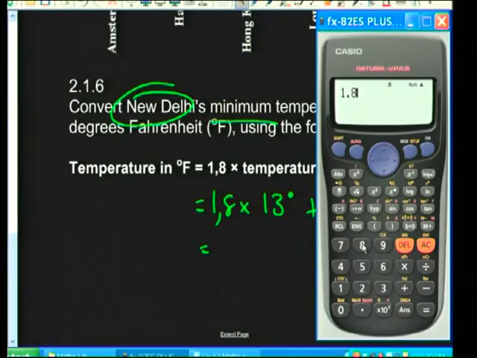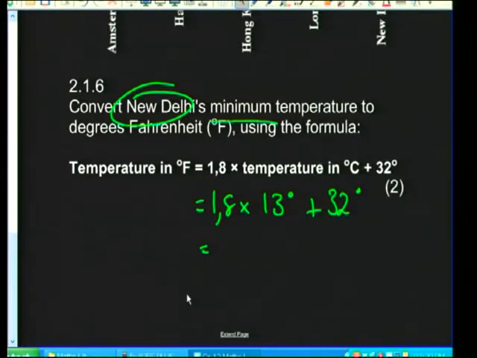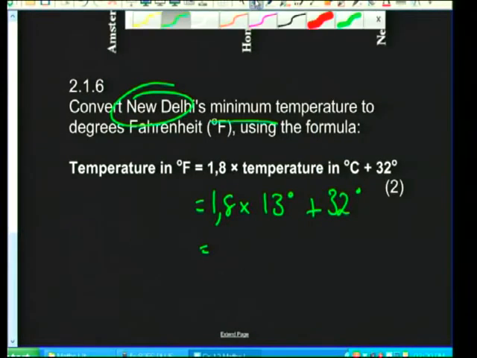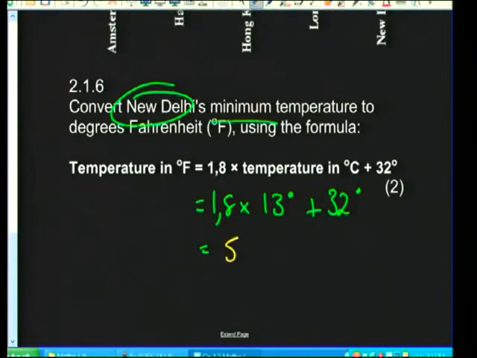1.8 times 13 plus, and what was the plus? The plus was 32 degrees, plus 32 equals, and the calculator takes the whole thing, rams it around in its brain, and comes up with this answer: 55.4 degrees Fahrenheit. So we've got 55.4 degrees Fahrenheit. Okay? Not very difficult.